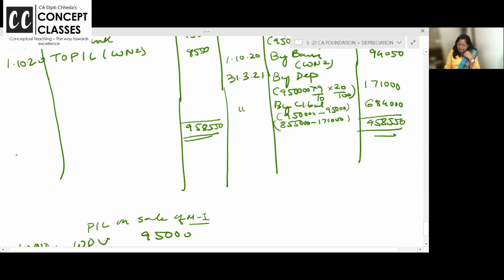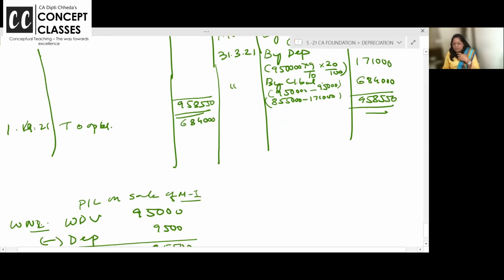Last year, again some adjustments are there. 1st of April 21 opening balance 6,84,000. Now on 1st of January, please change the date to 1st of January 22. 1st of January 22 करो, वो डेट गलत है. On 1st of January 22 you have purchased one more asset for 90,000 and incurred 10,000.